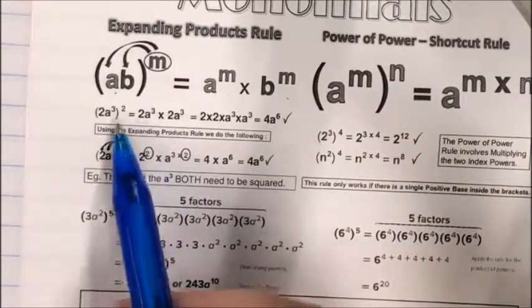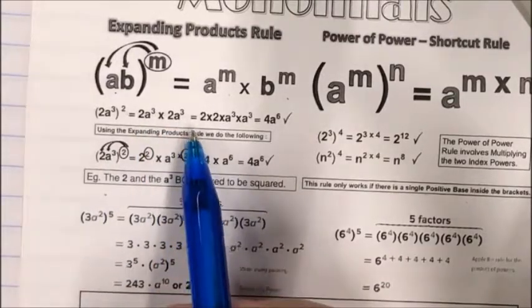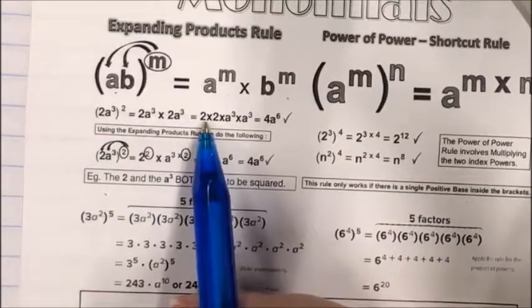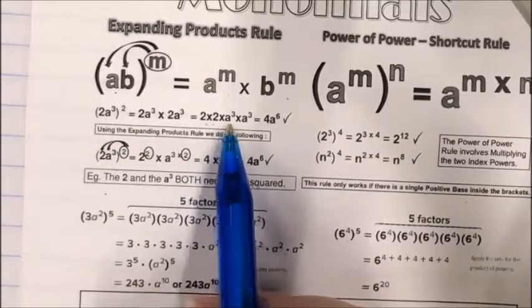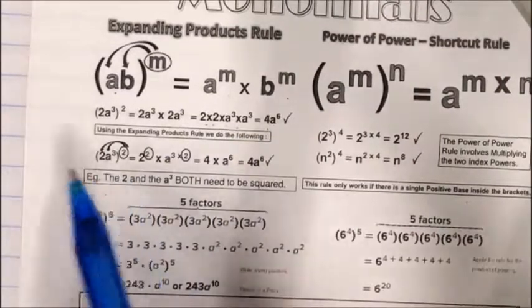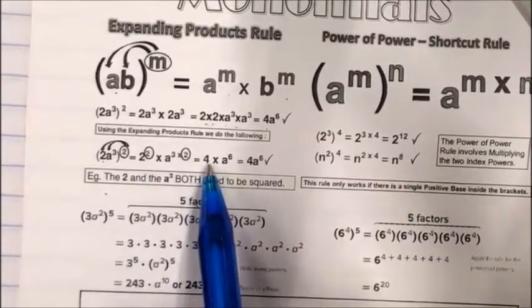I can break this down because there's 2 of them, right? So I can have 2a cubed times 2a cubed, which is the same thing as saying this, which gives me 2 times 2 times a cubed, which gives me 4a to the 6th. Okay, so really all I'm saying is take 2 and square it. So 2 squared gives me the 4.